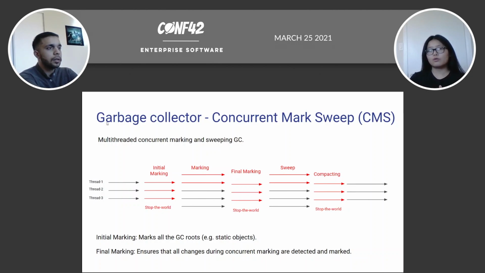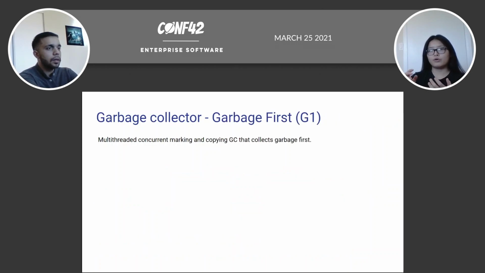So as I explained before, the concurrent mark and sweep is not very good at preventing heap fragmentation. So in this next implementation of the garbage collector, it will prevent memory fragmentation. Garbage First is a multi-threaded concurrent marking and copying GC that collects the garbage first. So what this means is that Garbage First will process the regions that have more garbage or unreferenced objects first. One difference between this GC compared to the previous ones is that it divides the heap into regions of equal sizes, while also maintaining the old generation and the young generation.